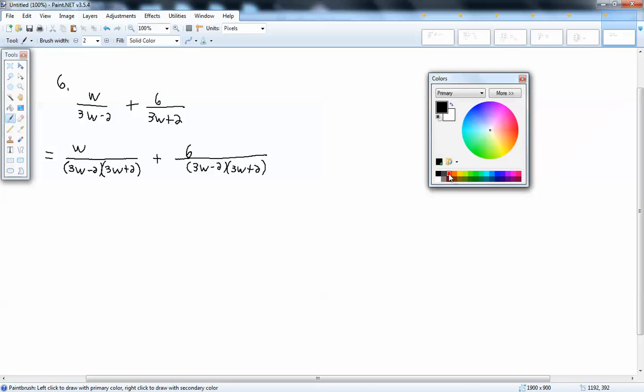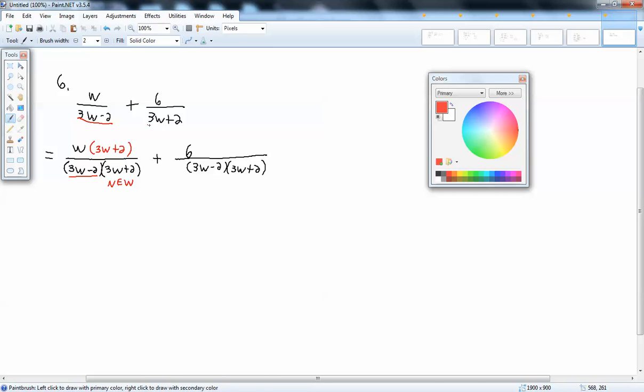Okay, now we have to look at what's new. This one had a 3w minus 2. 3w minus 2 is still there. The new item downstairs is a 3w plus 2, so we have to multiply that times the top. Again, the mathematical formula behind it is wherever you multiply by the bottom, you have to multiply by the top.